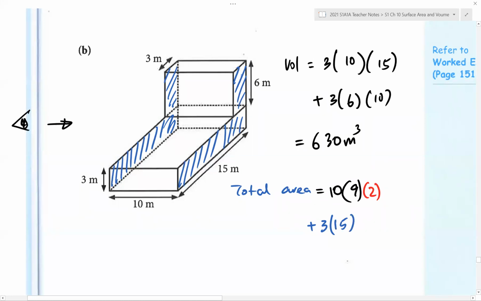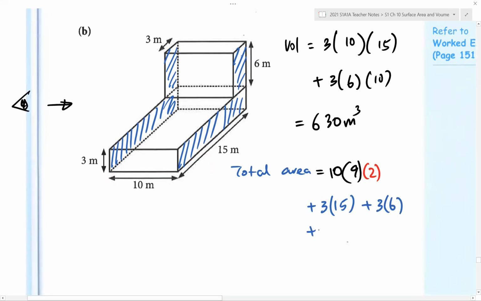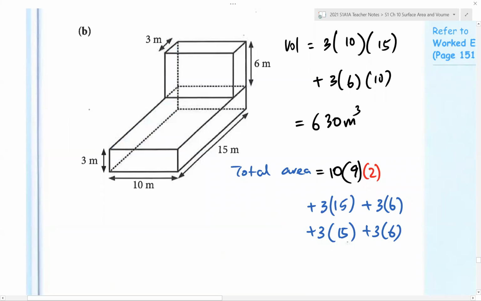And we still need to add the rectangle on top, which is given by 3 times 6. Okay, so this is the blue color one, only from one side. If you want to add by itself, yeah, you can. You can do the 3 times 15, plus 3 times 6 again for the other side, left side, right side. Or you can just multiply by 2. Both ways are okay.